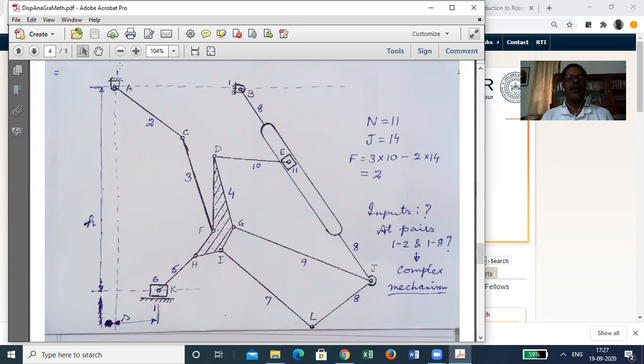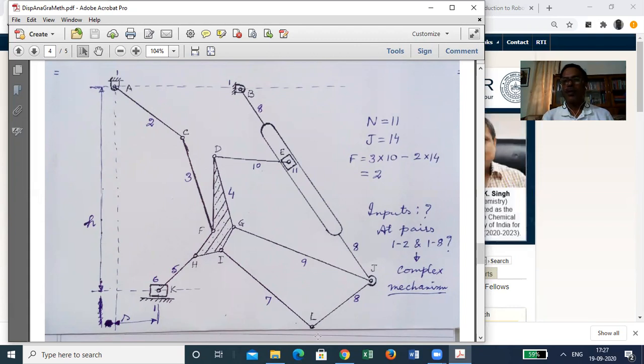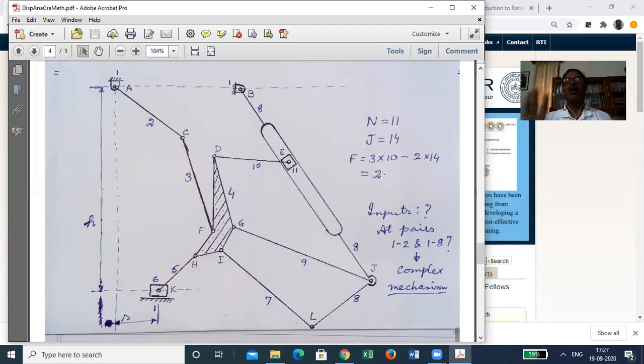And pairs, very simple: A, B, C, D, E, F, G, H, I, J, K, L. How many? 12 revolute pairs, then one prismatic pair here, and the other prismatic pair there. So 14, total 14 pairs. So degree of freedom is 2. So you need 2 inputs.